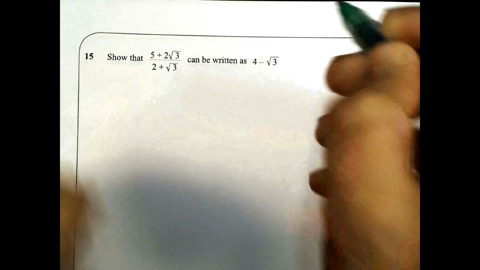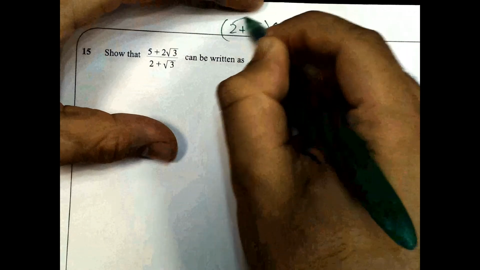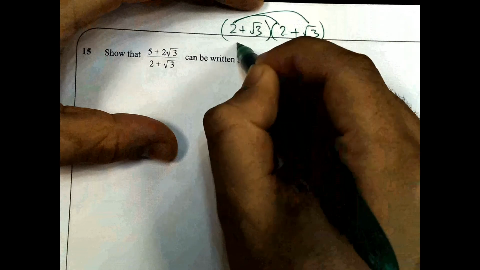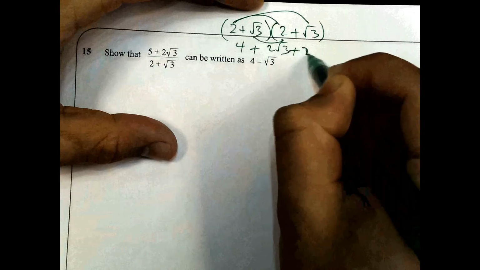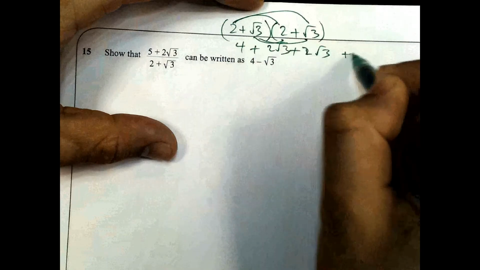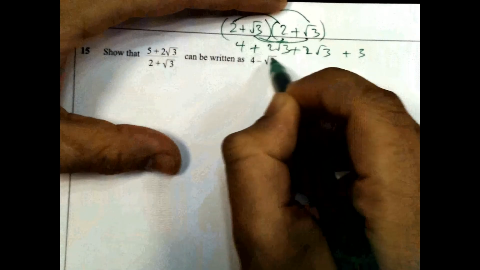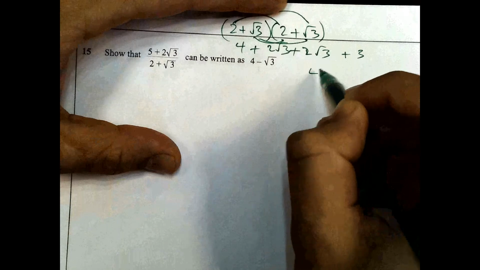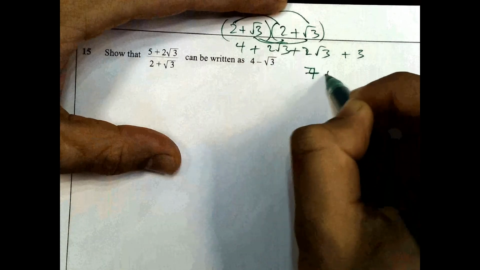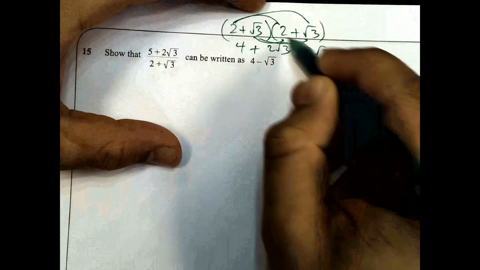Here's what I mean by that. So if I did 2 plus root 3 and I times that by 2 plus root 3, here's what you'll end up with. You'll end up with 4 plus 2 root 3 plus another 2 root 3 plus the square root of 9, which is 3. And when I collect those terms together, you end up with 7 plus 4 root 3. So I haven't gotten rid of the surd. So basically, you don't want to do that.